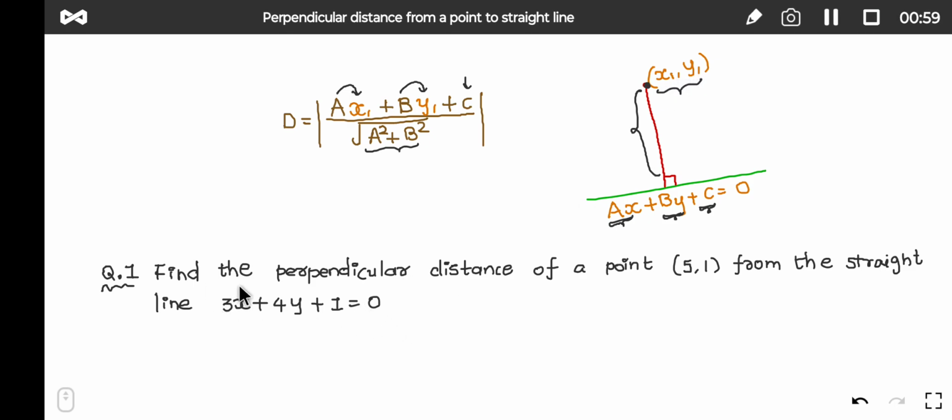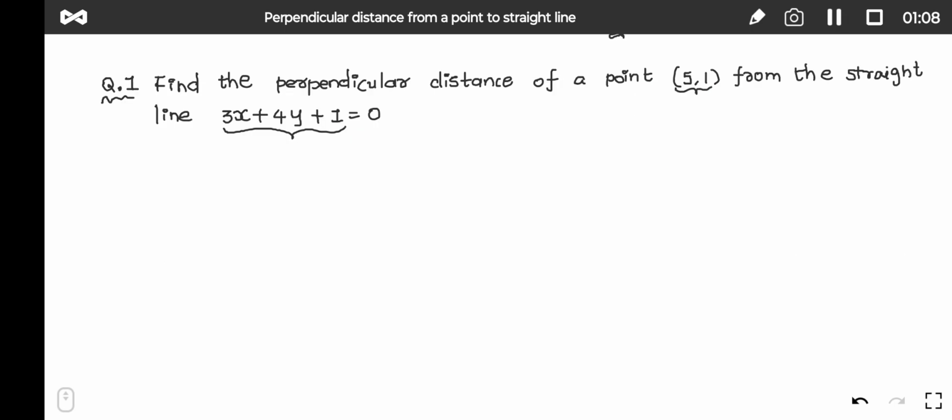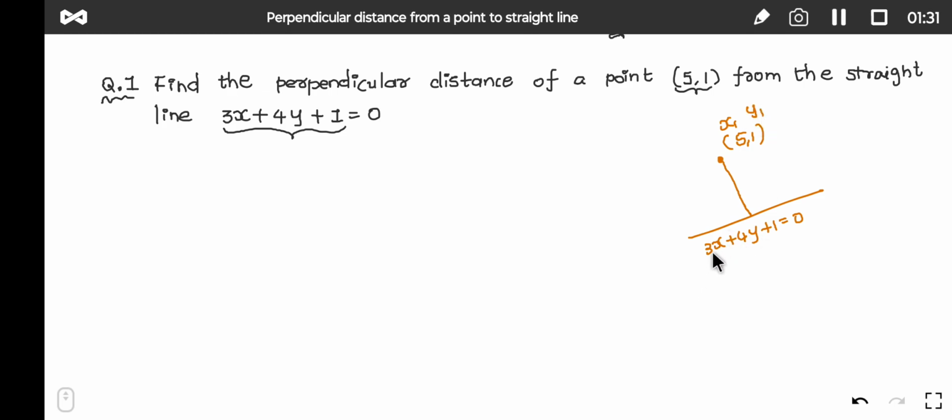Look at one example. Find the perpendicular distance of the point 5, 1 from the straight line 3x plus 4y plus 1 is equal to 0. So here we have to find the distance. One point is given, 5, 1, and one line is given, 3x plus 4y plus 1 is equal to 0. We have to find the perpendicular distance from this point to the straight line. In this case our x1, y1 is this point. x1 is 5, y1 is 1, and the coefficients of x, y are our a and b. So a is 3, b is 4 and the value of c is nothing but 1.